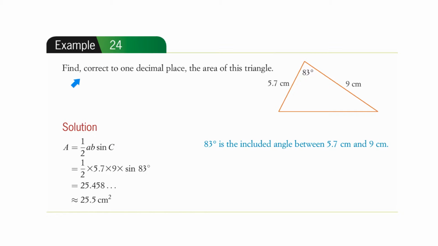Example 24. Find correct to one decimal place the area of this triangle. Well, it's got everything we need. We've got an included angle between these two sides, which we also know the lengths of, so we can do this one. The formula: area equals a half ab sine C. So that's our C, a and b. A half, 5.7 times 9 times the sine of 83. It's asked to one decimal place, so we've got 25.5.